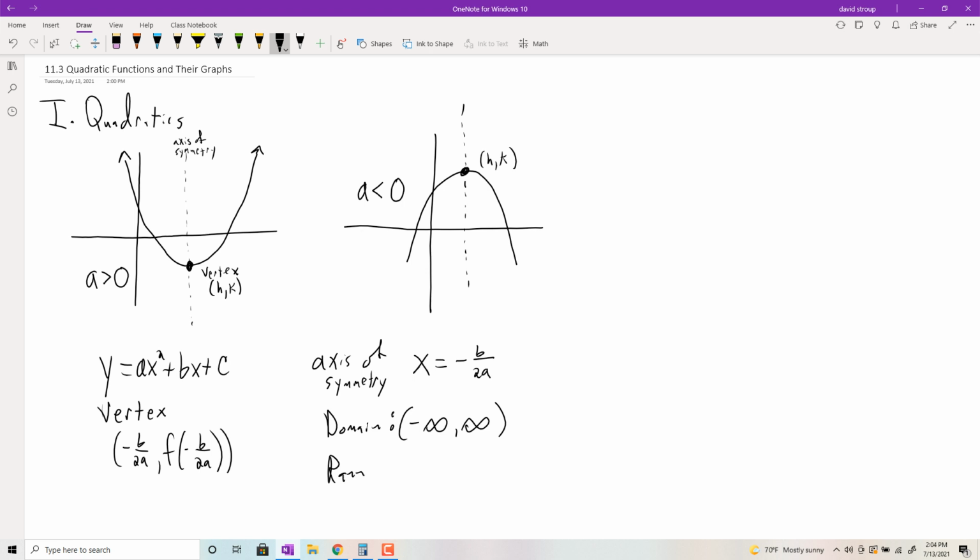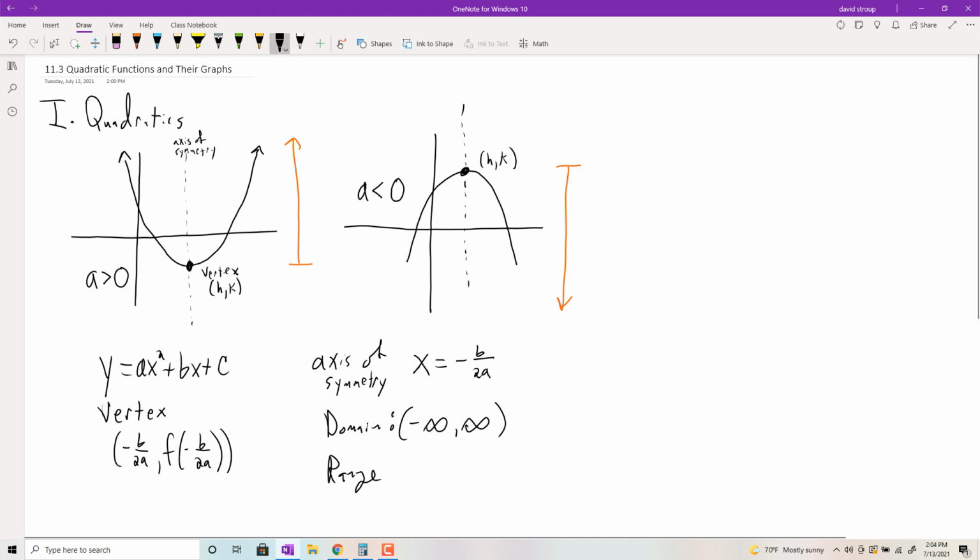The range is dependent on the a value. If you look at the two graphs, on the first graph, the range is going from this point on and on up. If you look at the second graph, the range is going in the other direction, all the way to the top of the parabola. These things are called parabolas. So the range is dependent on the a value.